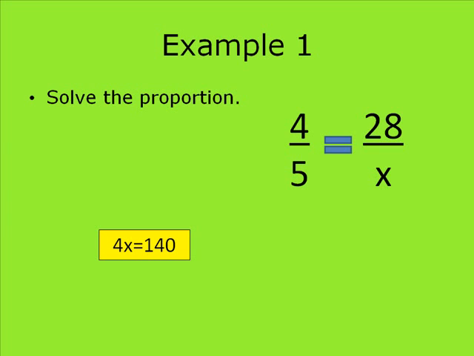Off in the gold box, you'll see I've done something different, and what I've done is cross multiply. That means you take the diagonal numbers. I do 4 times x, and I do 28 times 5. So I end up with 4x equals 140.